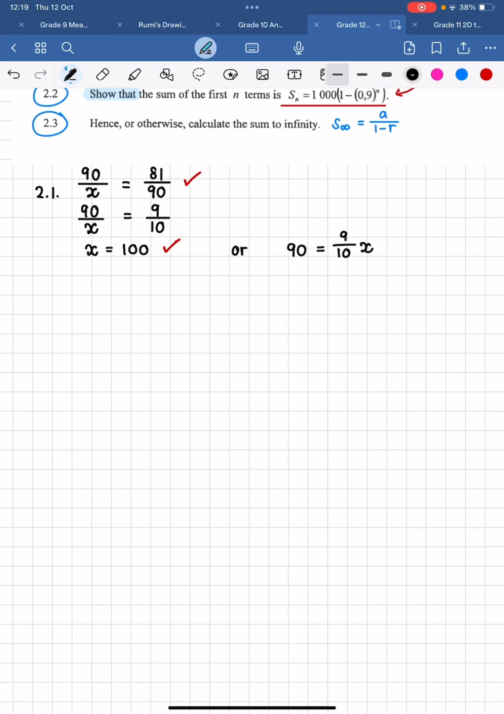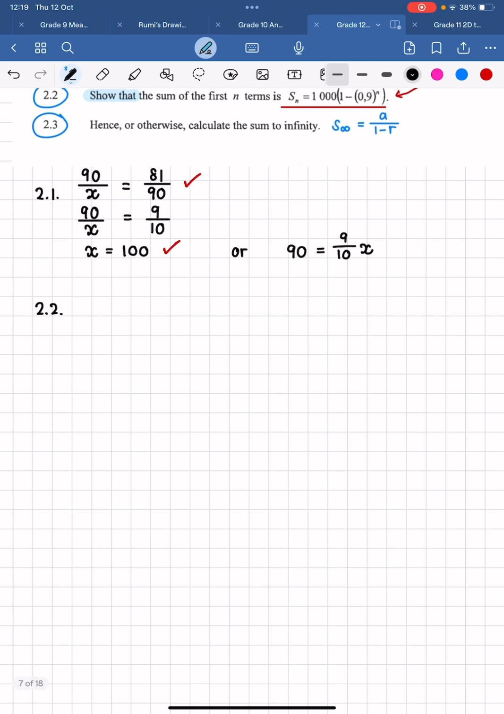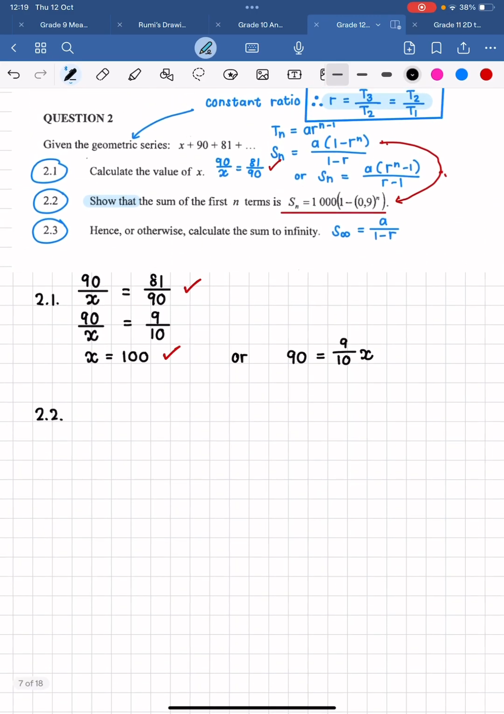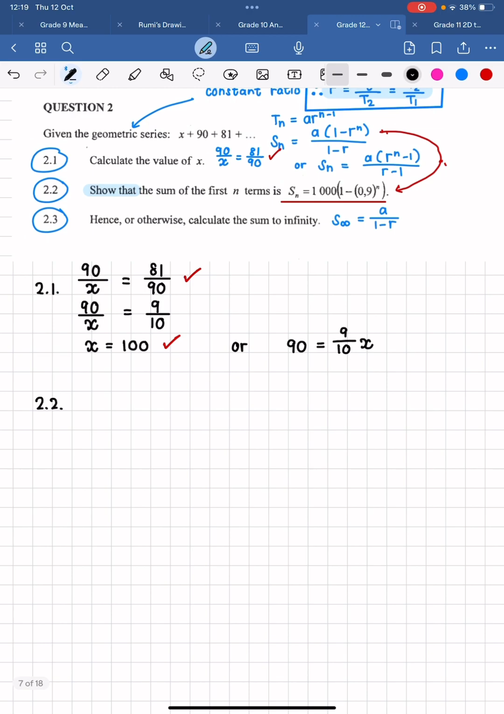Okay, next question, 2.2. It's there at the top. Show that the sum of the first n terms is this. Now I'm just going to go back up to the question quickly. Remember we said yesterday that since this is a geometric series, if they're asking us about the sum, we need to use one of these two formulas. Geometric has a ratio, so you look for the formulas with r, please.